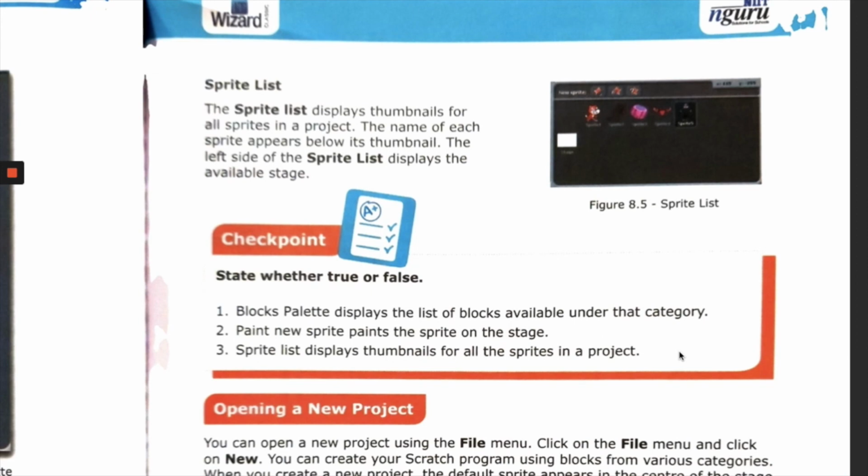Sprite List. The Sprite List displays thumbnails for all sprites in a project. The name of each sprite or each actor will be placed below its thumbnail. The left side of the sprite list displays the available stage, and on the left side, you can see the available stage.